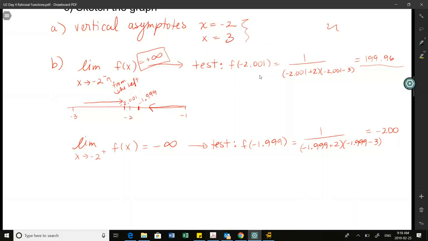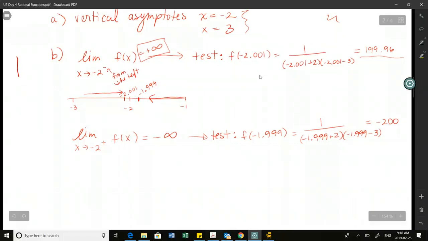Now I want to do 2 more tests. We're going to do tests for 3 from the left and from the right. So the limit as x approaches 3 from the left of our function.